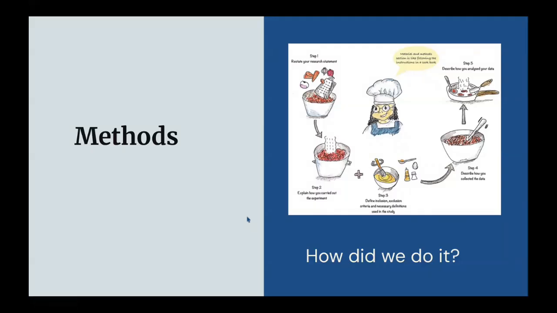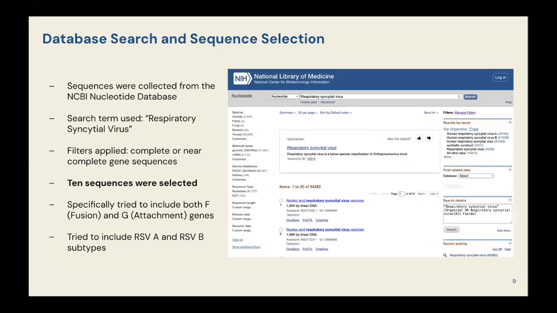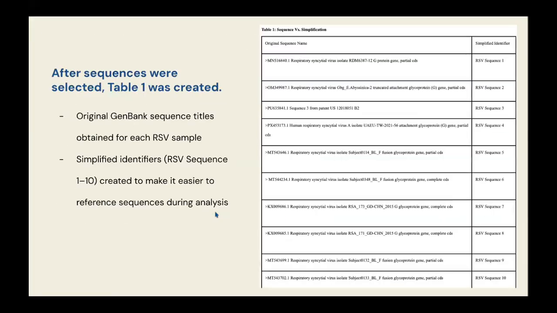All right, so going into the methods and how we went about our project, we first did a database search and sequence selection on the NCBI nucleotide database. Our search term used was respiratory syncytial virus. Filters applied were complete or near complete gene sequences. 10 sequences were selected total. We specifically tried to include both F fusion and G attachment glycoprotein genes, and we tried to include RSV-A and RSV-B subtypes. After the sequences were selected, Table 1 was created.